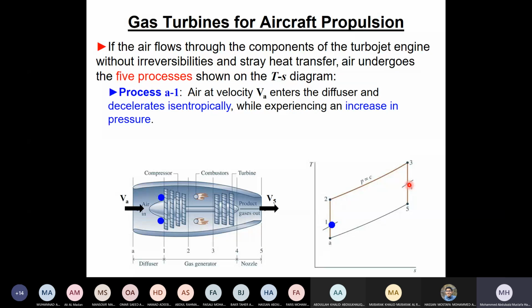Then from 4 to 5, this is expansion in the nozzle. Once I get state 4, we apply the energy equation for the nozzle, and from 4 to 5 we get the velocity at 5, and this is what the question will be about.